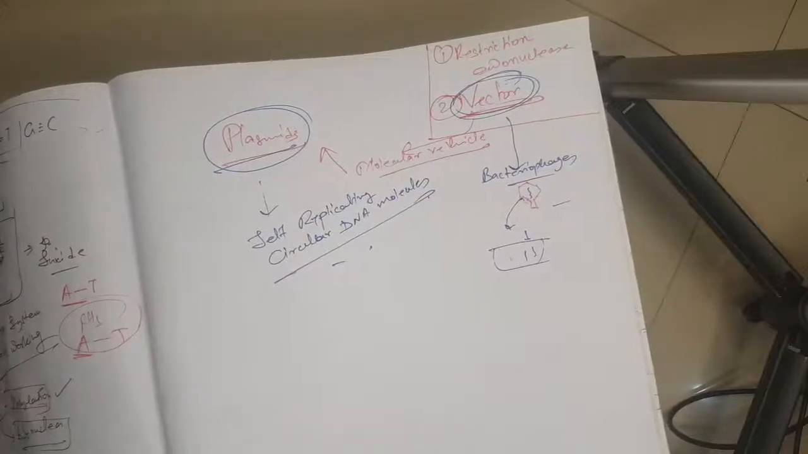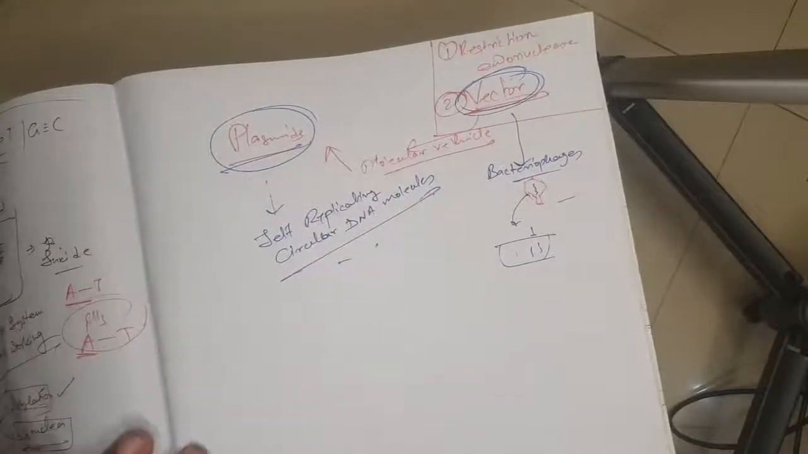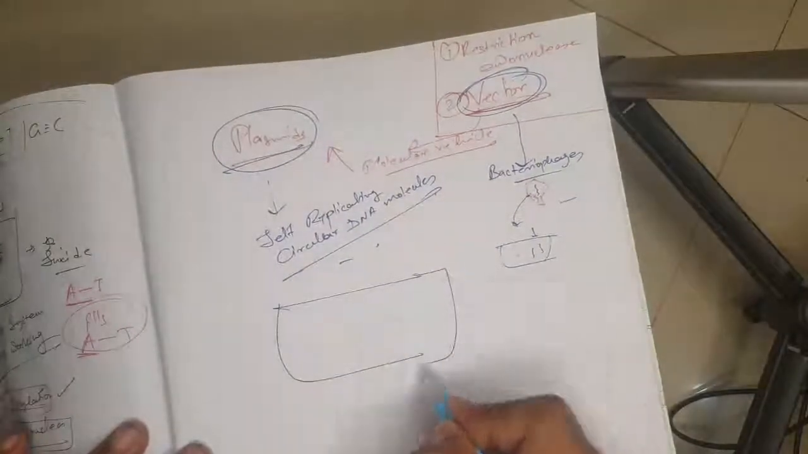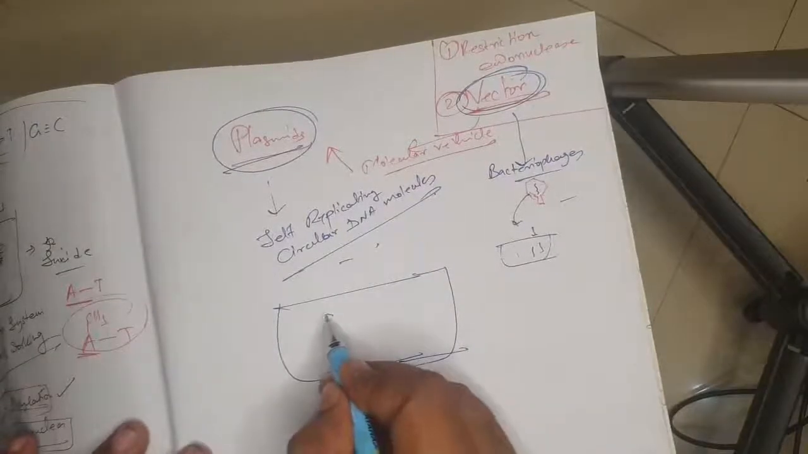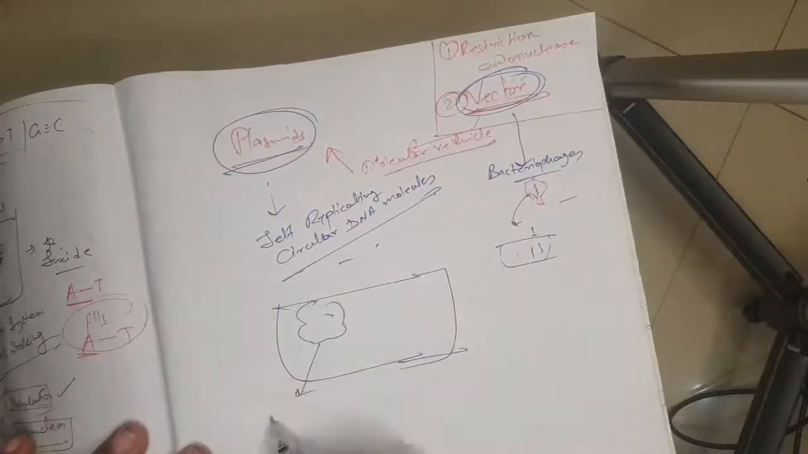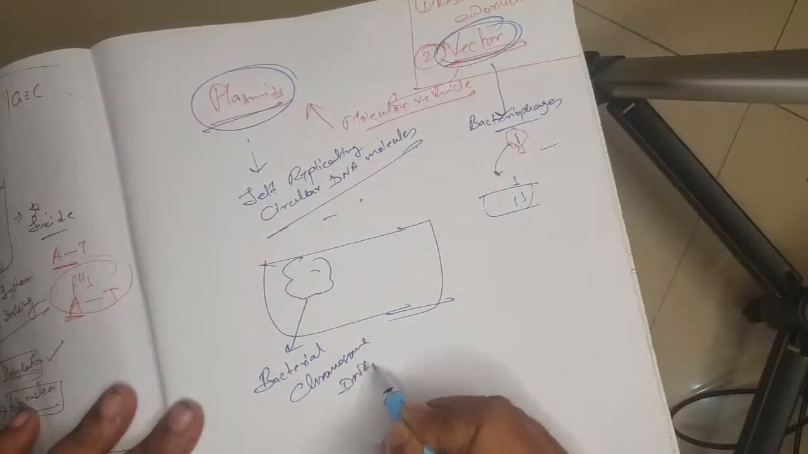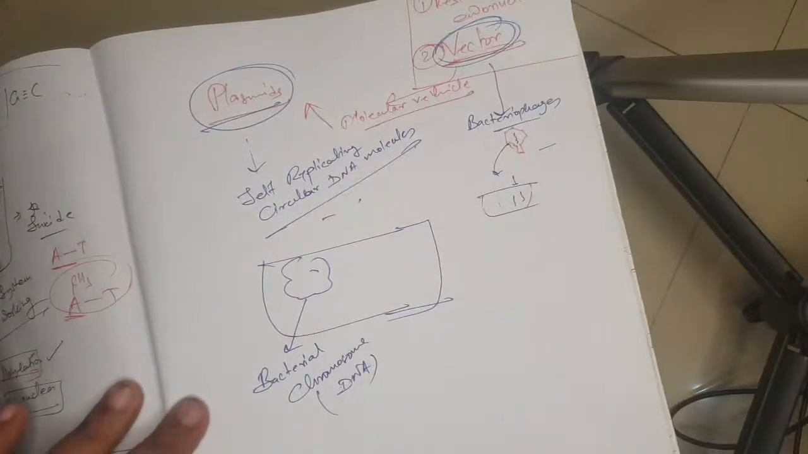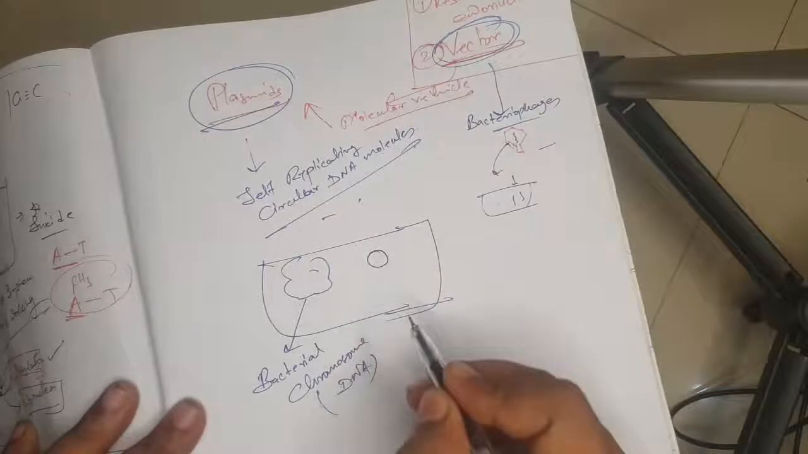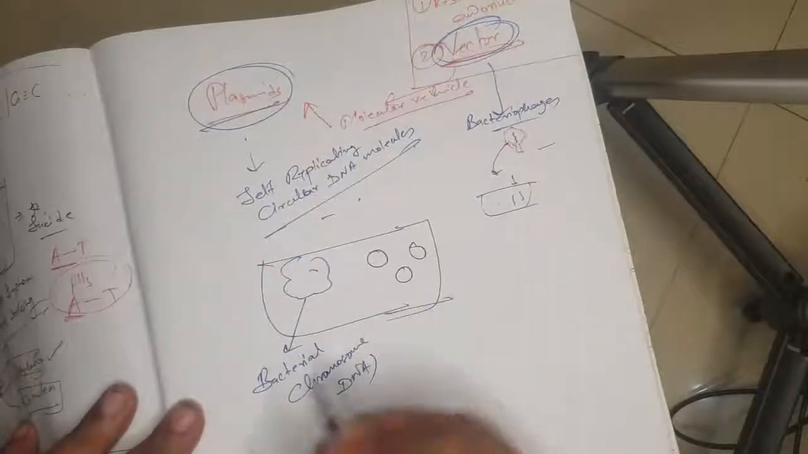Suppose there is a bacterial cell. Here is the bacterial chromosome, or the main bacterial DNA. Apart from this bacterial chromosome, they have small, maybe one or maybe multiple copies of small circular DNAs.